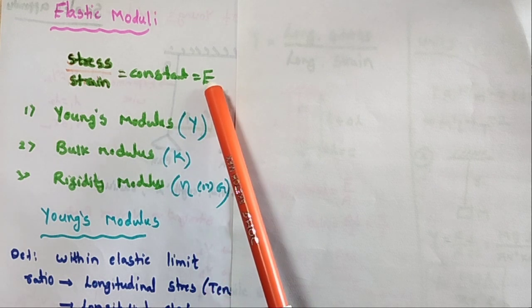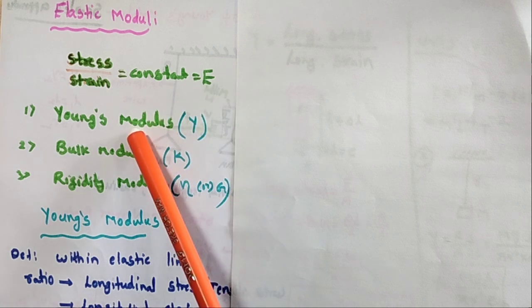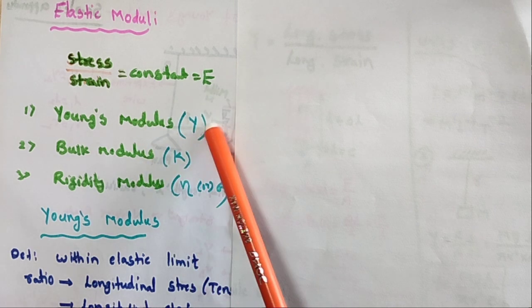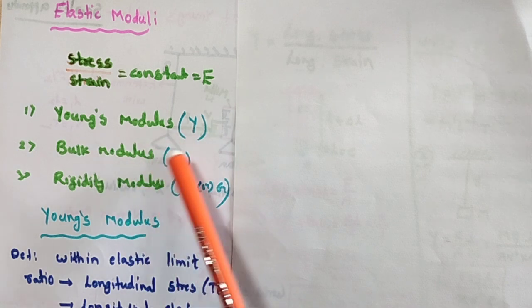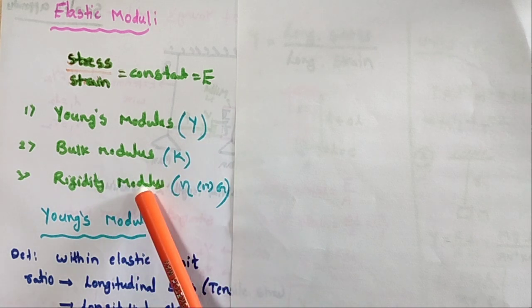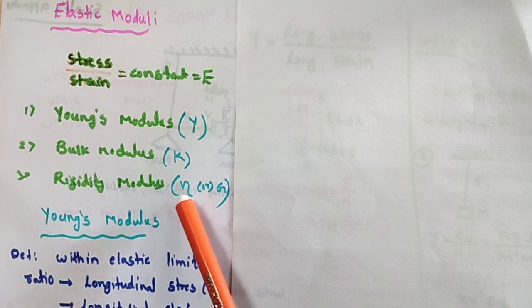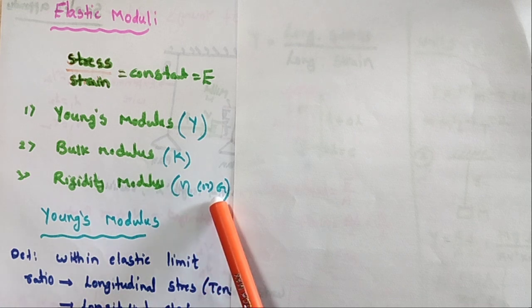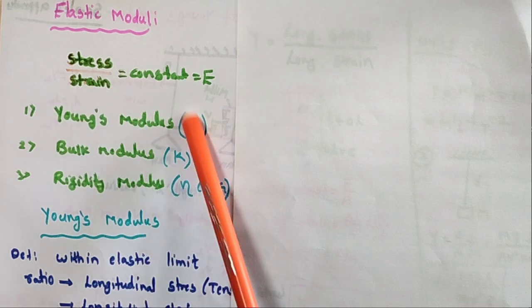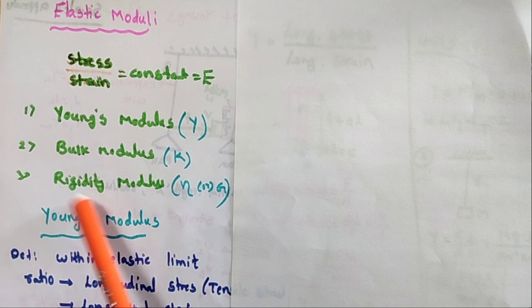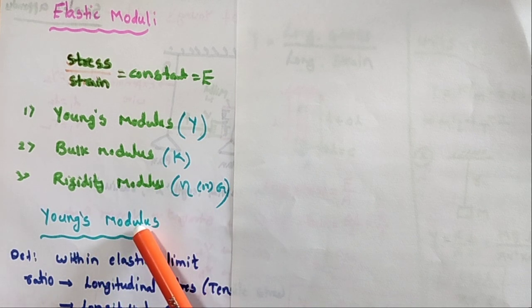Here these elastic moduli are mainly of three types. One is Young modulus, symbol capital Y. Second is bulk modulus K. Third is the rigidity modulus or shear modulus, eta or capital G. So these are the three main types of elastic modulus. Here I am taking the first one, Young modulus.